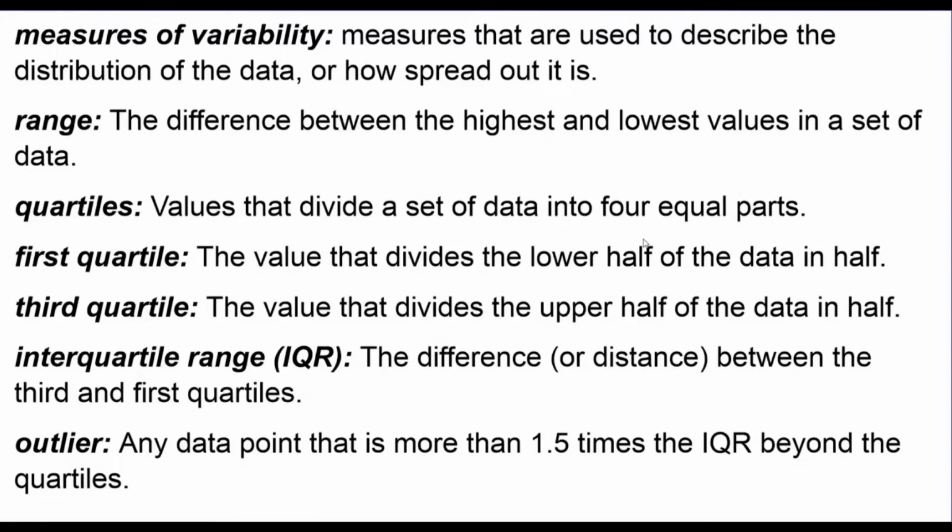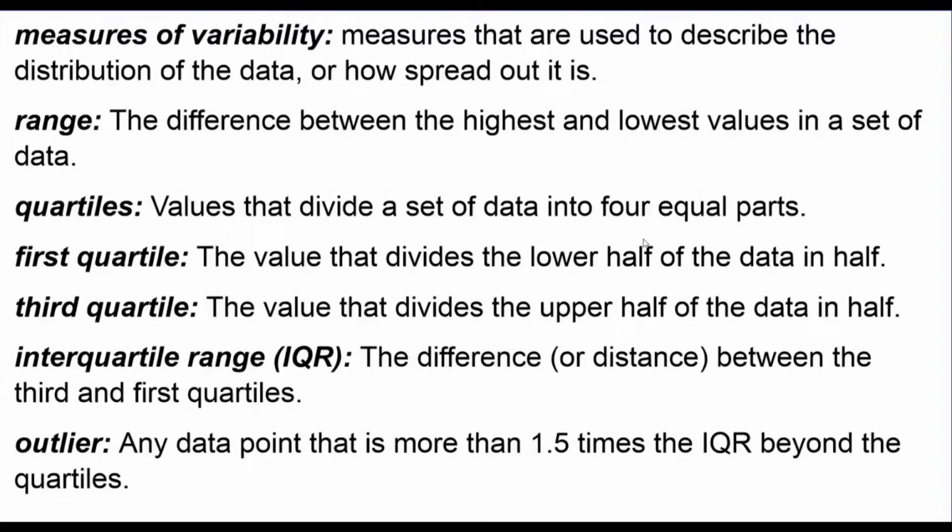Or we can use things called quartiles, and those are values that divide a set of data into 4 equal parts. The first quartile is the value that divides the lower half of the data in half, and the third quartile is the value that divides the upper half of the data in half. And of course, the median that we learned about last time is the value that cuts the entire data set in half. And then we'll also talk about something called the interquartile range, which we will abbreviate as the IQR. That's simply the distance between the first and the third quartiles.